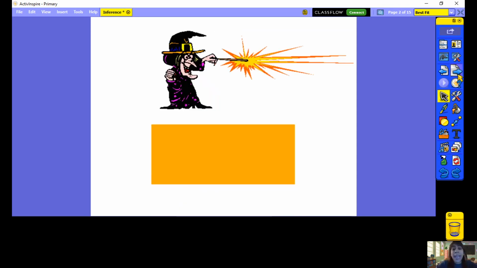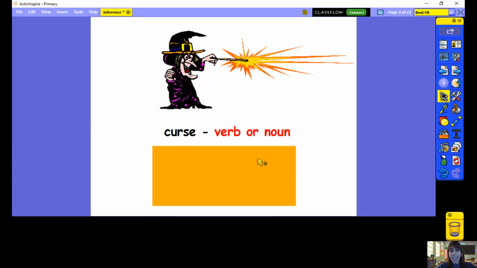Okay, the next word we have here on the count of 3. The word is 1, 2, 3. Hopefully you said the word curse, which I said yesterday could either be a verb, so an action. So I curse, you curse, they curse. The witch cursed the poor princess, or it could be a noun if you were describing the curse.